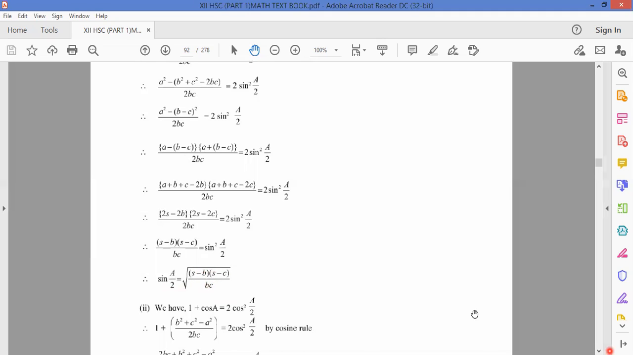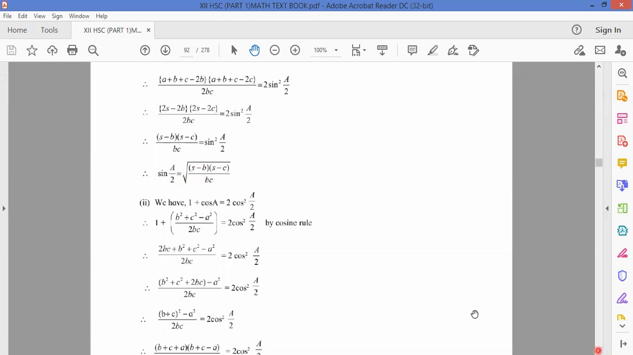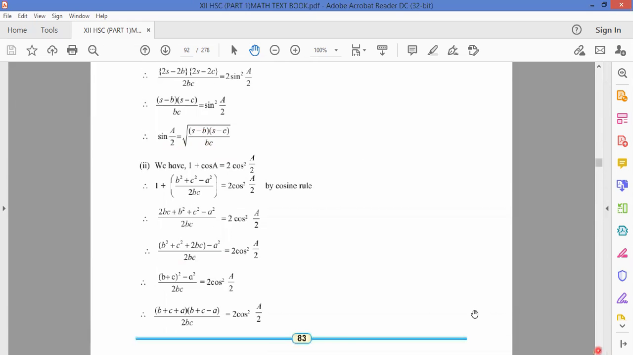Same way we can derive for cos a by 2. So for cos a by 2, we'll use the formula 1 plus cos a, which is nothing but 2 cos square a by 2. Again, we'll use the formula of cosine over here, cos a. Then again take the LCM. Now there is no need to take out a negative common because all three are already in the positive form. So we can reduce this to b plus c the whole bracket square. Here we'll use again x square minus y square. So it will be x plus y, x minus y.